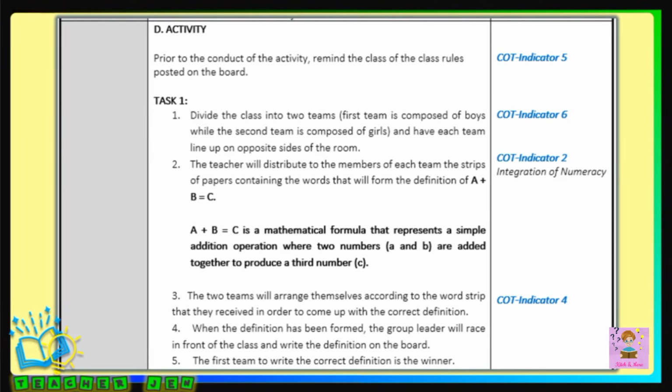My activity involves the use of mathematical formula A plus B equals C to develop learners' numeracy skills, as well as a reading and comprehension component as learners read and interpret the definitions of A plus B equals C. Then I also applied COT Indicator 4, Managed Classroom Structure to engage learners individually or in groups in meaningful exploration, discovery, and hands-on activities within a range of physical learning environments.